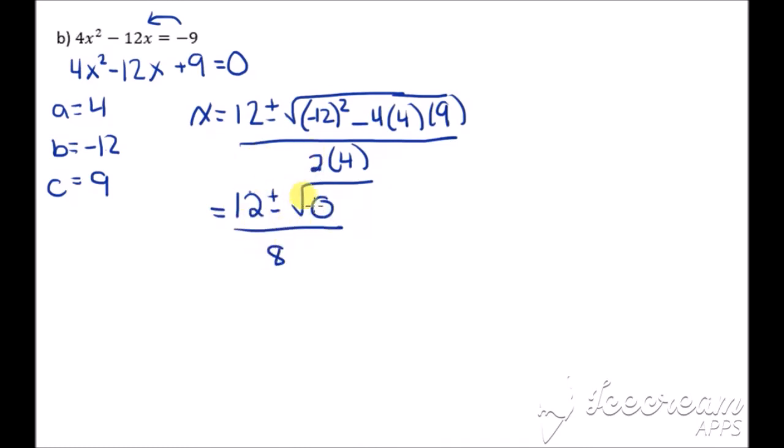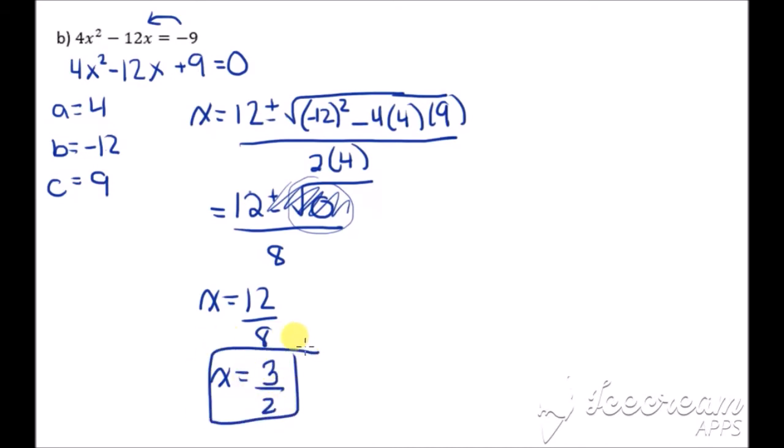Over 8. Okay, so here's the thing. When we root 0, we don't get the two numbers. We don't get the plus and the minus. Those will not exist. This actually just goes away, okay? So we can just simply say x equals 12 over 8. In other words, x equals 3 over 2, okay? What does this mean in the scope of a graph? This means that there is only one root, and we've seen this before. This is when the vertex lies right on the x-axis.